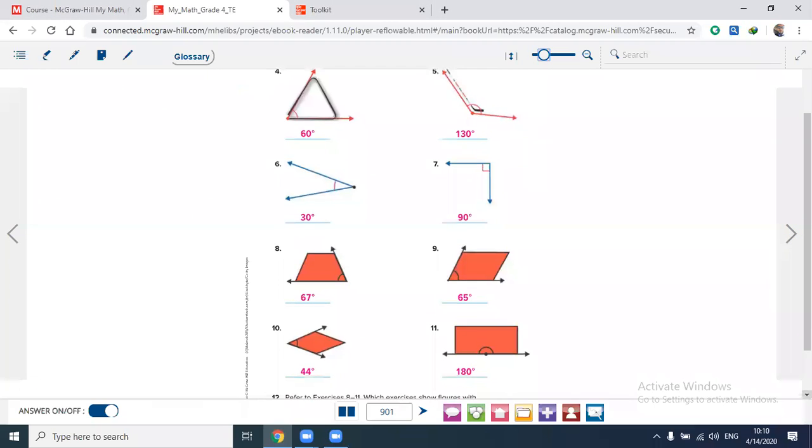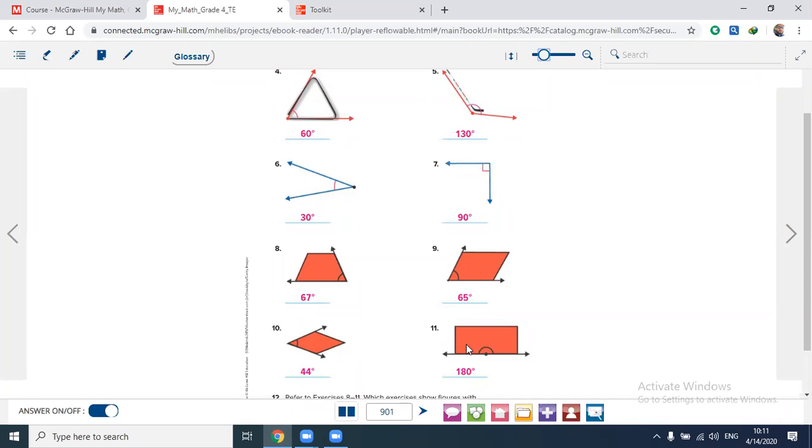Just write the measure of the angles. Number 4 is 60, 150. Number 6. Number 7, no need to measure it. Any angle with a square corner, its measure is 90. And number 11 also, no need to measure it.